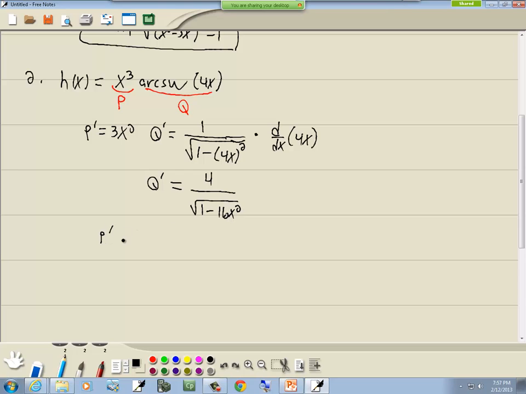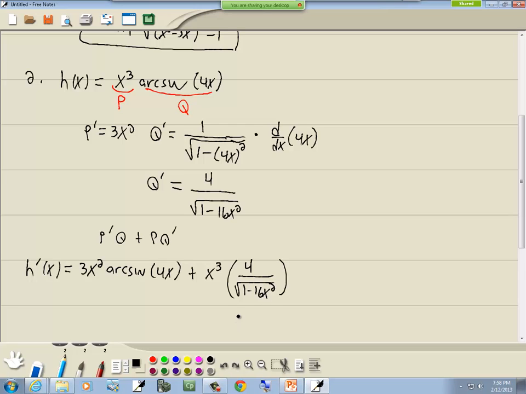Now our formula says p prime q plus p q prime for our product rule. So for h prime, we got p prime, which was 3x squared, times q, which is arc sine of 4x, plus p, which is x to the third, times q prime, which was 4 over the square root of 1 minus 16x squared.